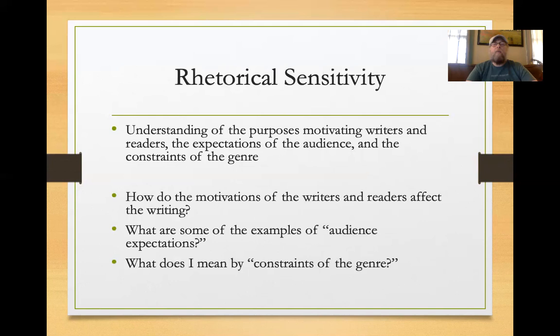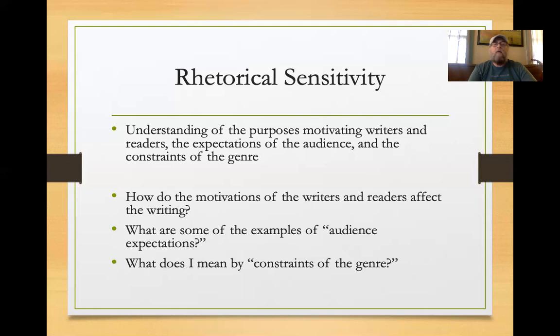What is the purpose of the writer? You know, what kind of effect is that rhetoric that he's using having on the audience? And why is that, and that might be a clue as to what his purpose is and his underlying motivations.